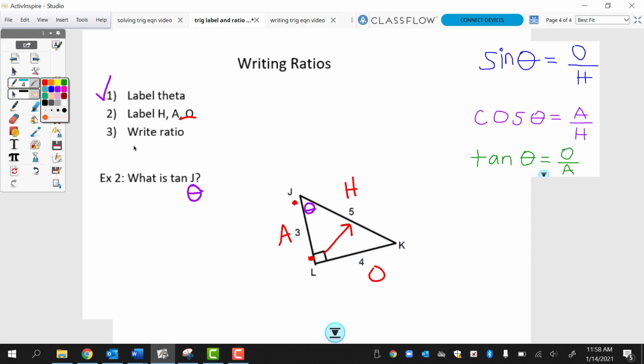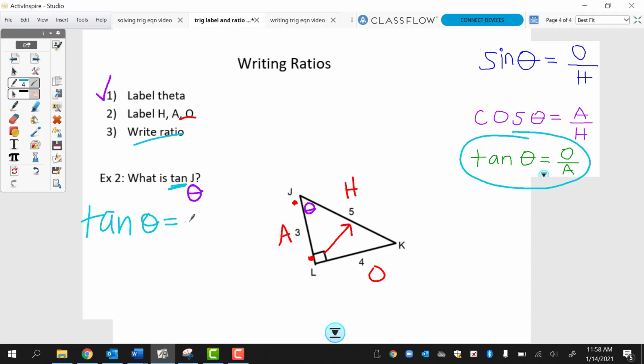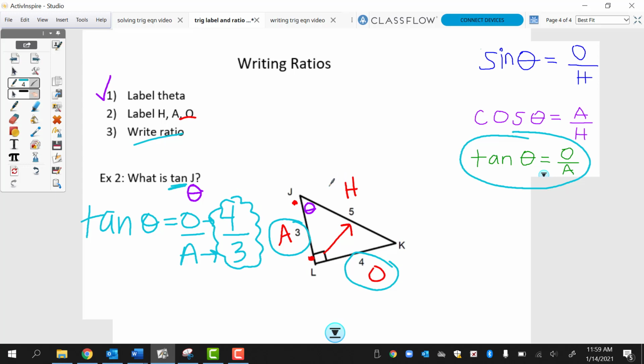And then I got to figure out the ratio. Which ratio do they want me to write? They wanted me to write tangent. So where's tangent? Tangent is right here. So I'm going to write that down. Tan theta says O over A. So what did I say O was? I labeled O as 4. And what did I say A was? 3. This is my answer. Okay, so you're going to go answer those questions in formative right now.